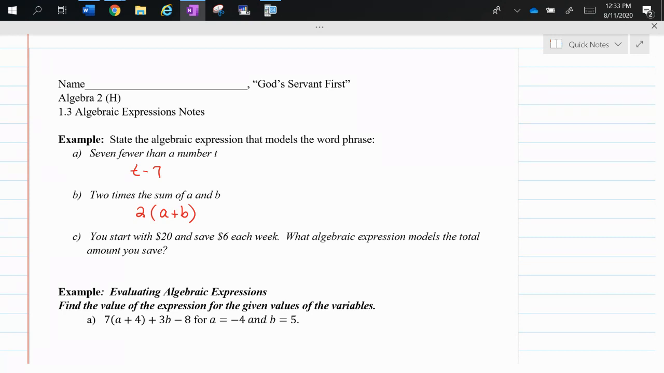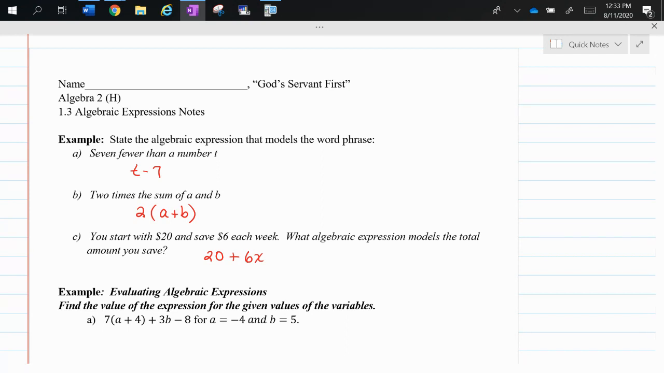The last one says you start with $20 and you save $6 each week. So what algebraic expression models the total amount that you save? So if we start with $20 and we save $6 each week, you're saving money, so you're adding that to what you already have. So saving $6 each week would mean 6 times x, where x is how many weeks.